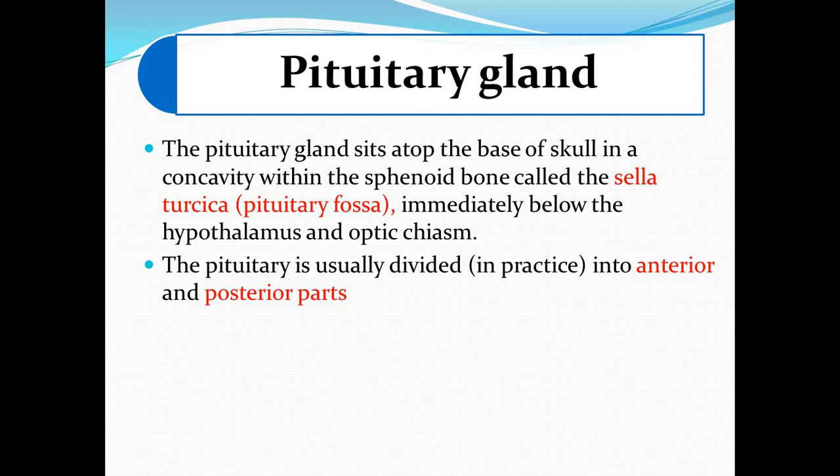The pituitary gland sits up at the base of the skull, as we know, within a concavity within the sphenoid bone. This concavity is called the sella turcica or the pituitary fossa. This pituitary fossa lies immediately below the hypothalamus and the optic chiasm. Practically, the pituitary gland is divided into two parts, the anterior part and the posterior part. And we will see how we differentiate these two sections on the image.